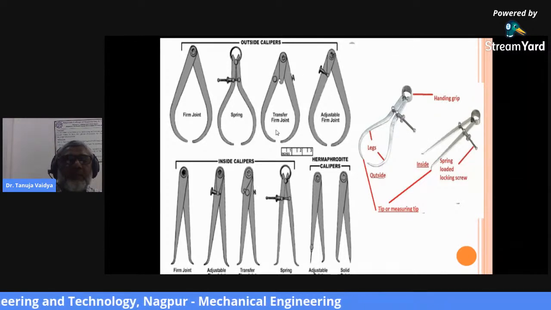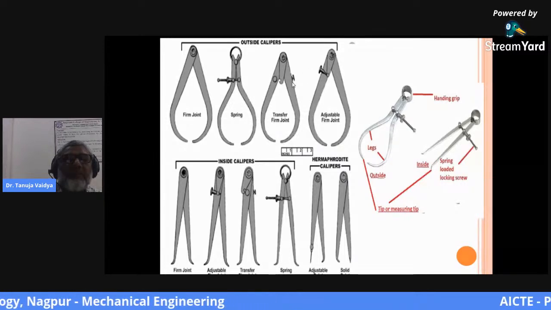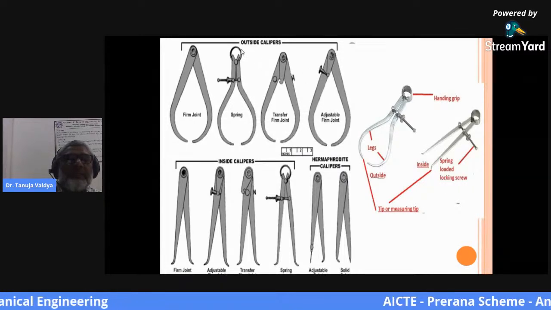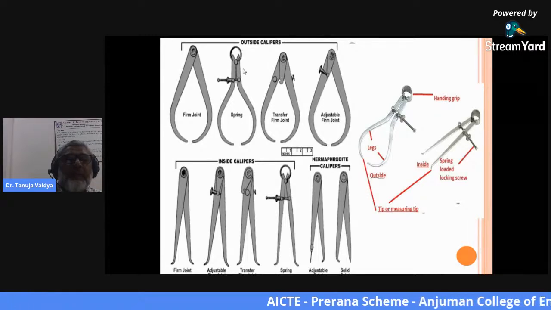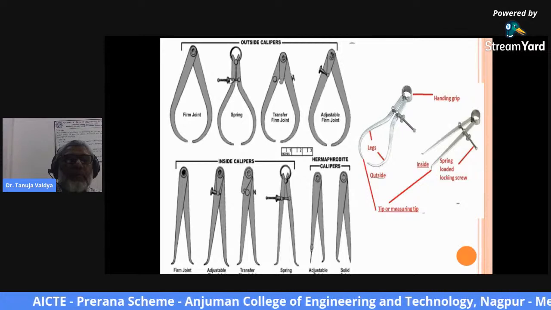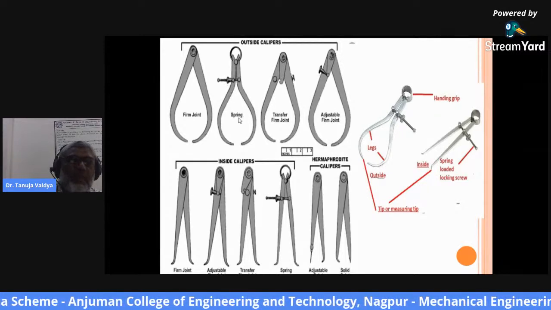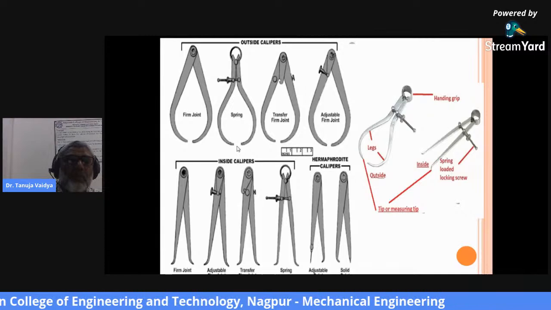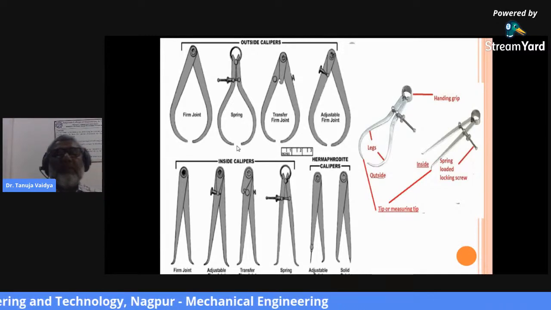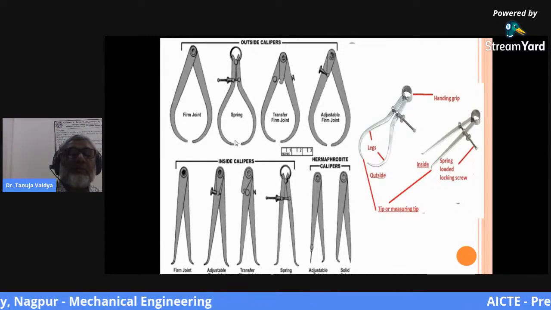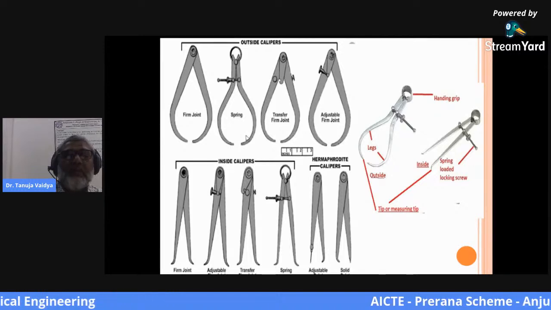These are the legs of the caliper, and this is the handling grip. These are the spring type of calipers. Here a spring is provided and a nut is provided to loosen and tighten the gap between these two legs, so that the exact dimension of an unknown outside dimension can be measured with this.